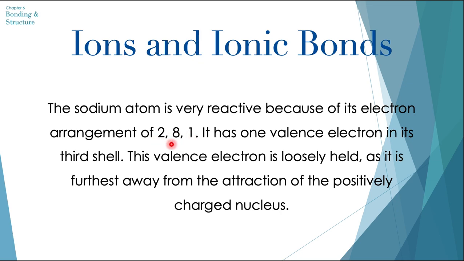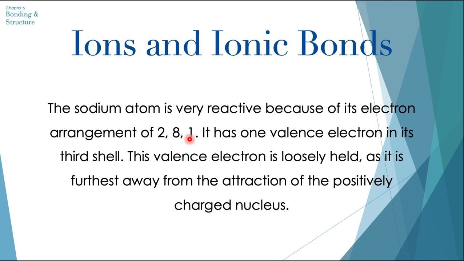But if an atom had a 2, 8, 2 electron arrangement, then it would prefer to lose the 2 electrons rather than gain 6 more electrons, because it's much easier to lose 2 electrons than to gain 6.